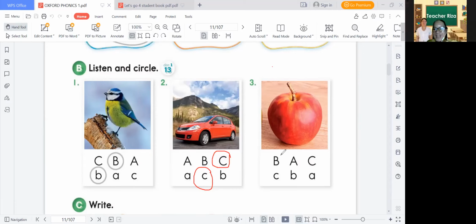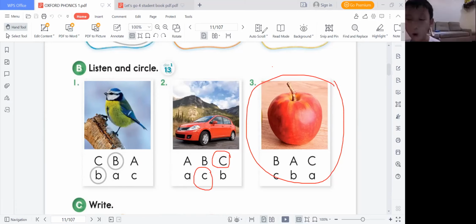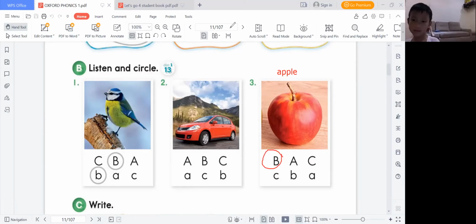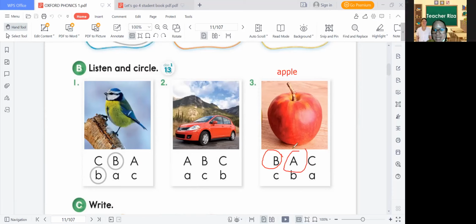Okay, very good. So next we have the third picture. What picture is this? It's an apple. Very good. And apple starts with letter A. Which of these pictures has letter A? Is this letter A? Yes or no? No. How about this one? Is this letter A? Yes. Okay, that is letter A.